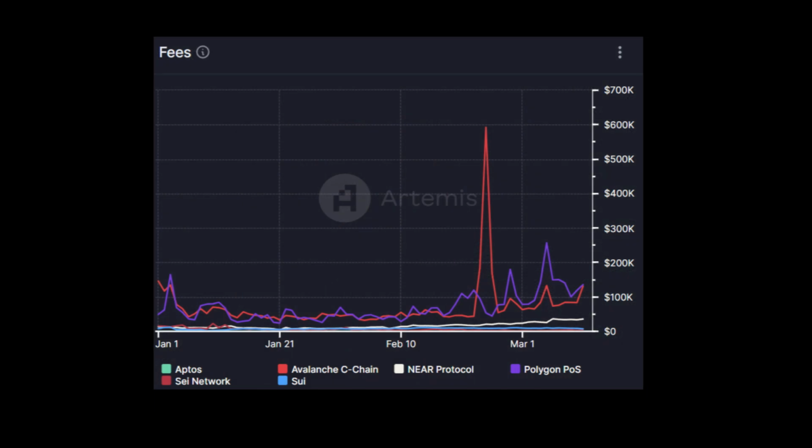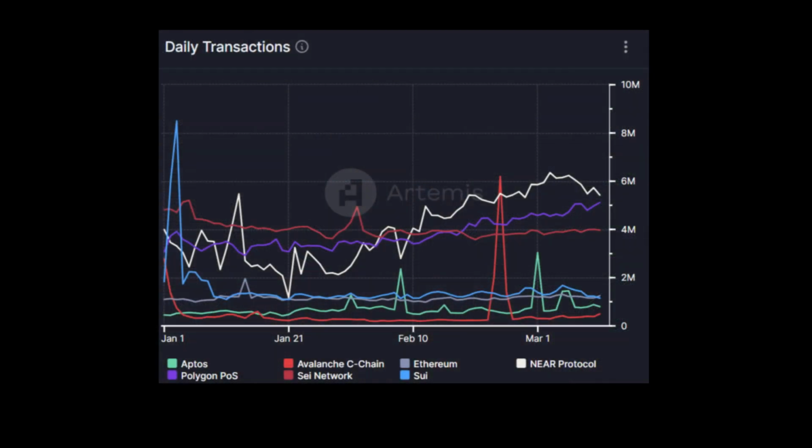Next is fees. Here I have removed Ethereum and Solana to get a better picture. The influx of new users has resulted in growth in the chain's fees, visible by the white line. Although still under 50,000 US dollars, we can see that there is an upward trajectory. Daily transactions also increased compared to other chains, minus Ethereum and Solana, as they have a large proportion of daily transactions. Like fees, we see an upward trajectory here too.